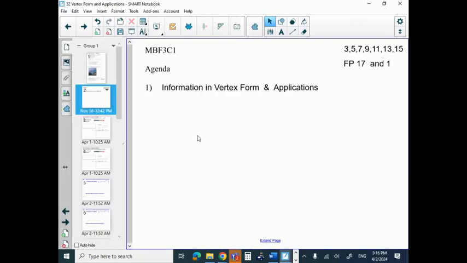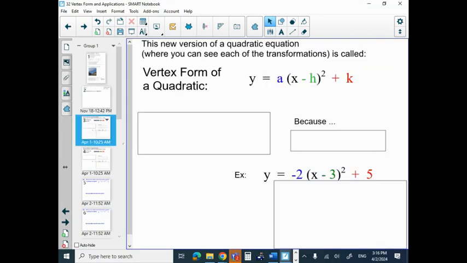All right, here we go with some more of this new form of the equation we've kind of built. It's going to be called vertex form, so that's in the heading there. Here we go. So this form of a quadratic we have from all the transformations. This form is where you can see all of the transformations that have happened, right? It's actually called the vertex form of a quadratic.